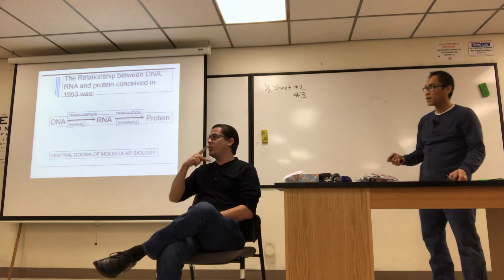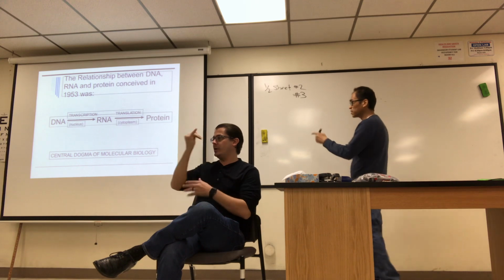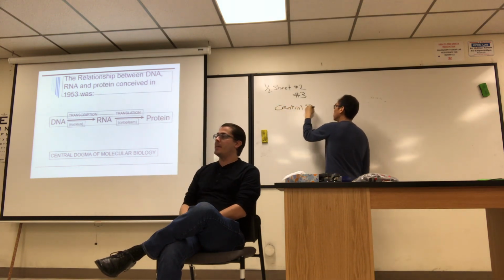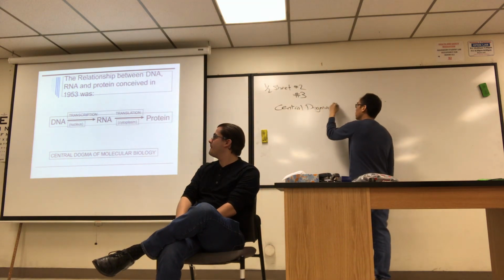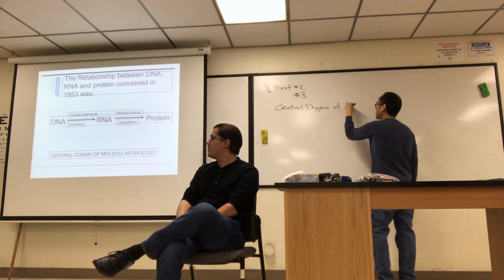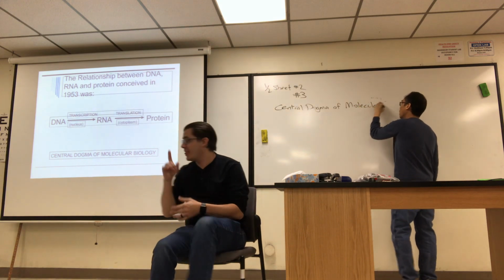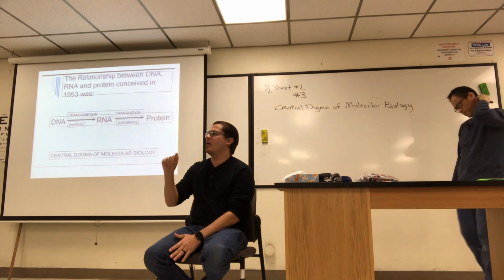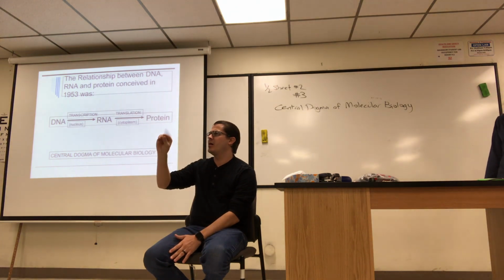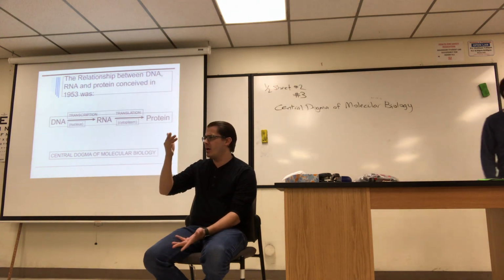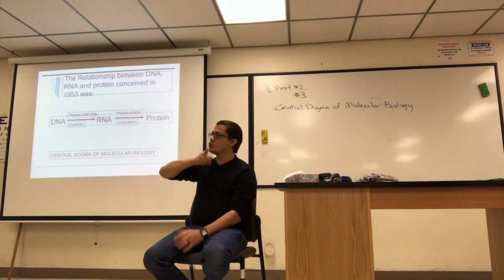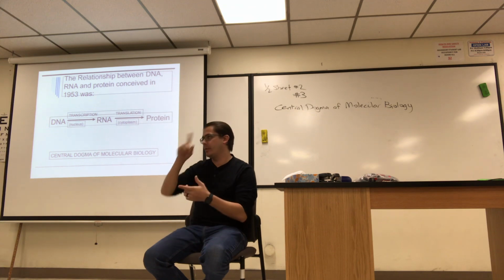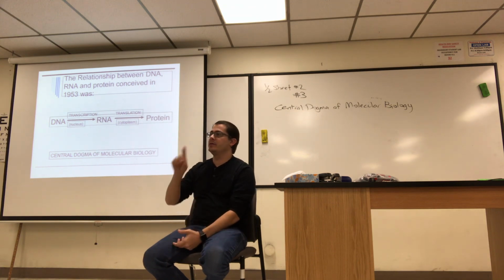They came up with this idea as early as 1953. It's called the central dogma of molecular biology. A dogma is like something you passionately know to be true. It's like a principle, the core belief of your religion or whatever it is you believe in. Well, it's DNA, RNA, and protein.